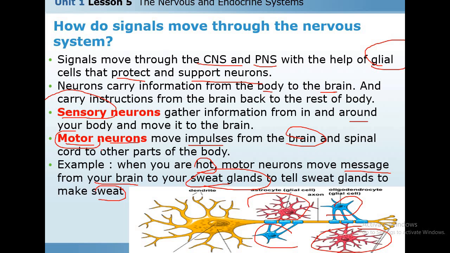What about the function of the motor neuron? The motor neuron takes this message from the brain to your sweat gland to tell the sweat gland to make sweat. That's it.